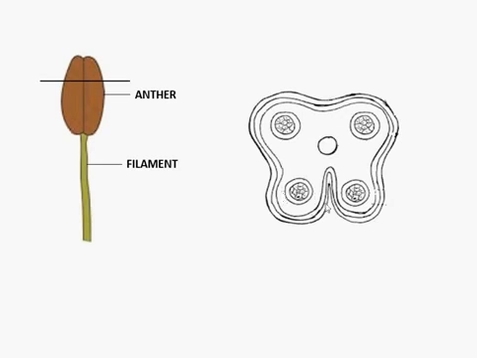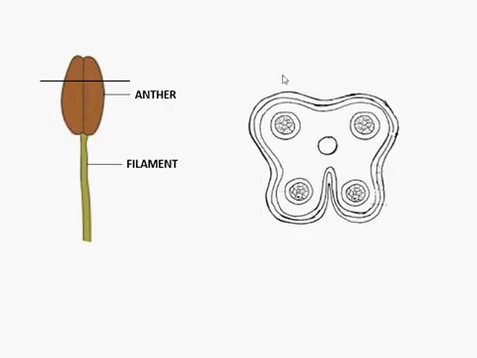It consists of anther and filament. So on this tip of the filament, anther appears as a knob. Now, if you want to see the chambers inside the anther, we need to cut the anther transversely. So when we cut the anther transversely, we can observe the image like this. So this is the transverse section of the anther.